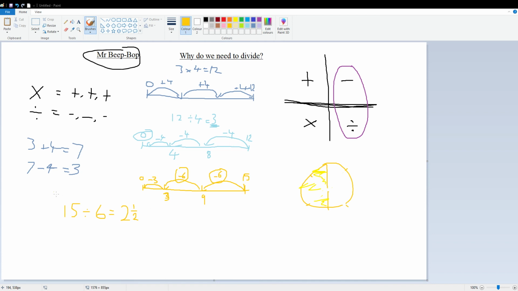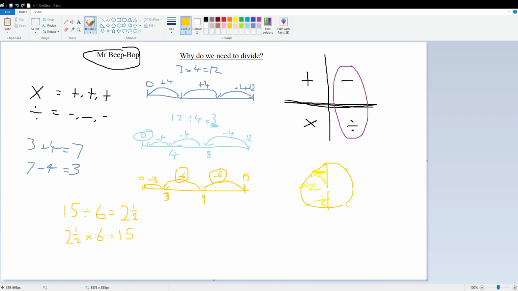Now let's check this, because in theory we should be able to go back the other way by multiplying. So we should be able to say 2.5 times 6 equals 15. So let's go back on our calculator. We've got 2.5 multiplied by 6, and we end up back at 15, which means that the answer to this question is indeed 2.5, which means that division actually just is a bunch of subtraction, much like multiplication is just a bunch of addition.